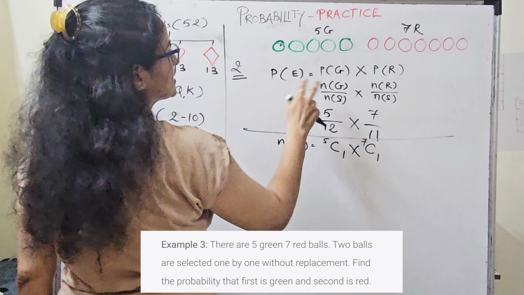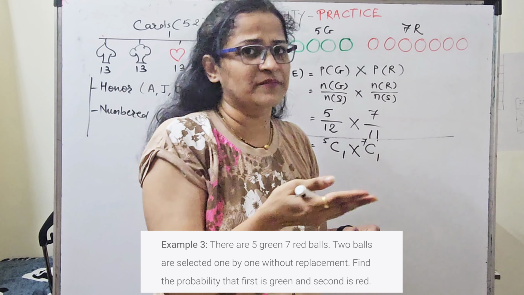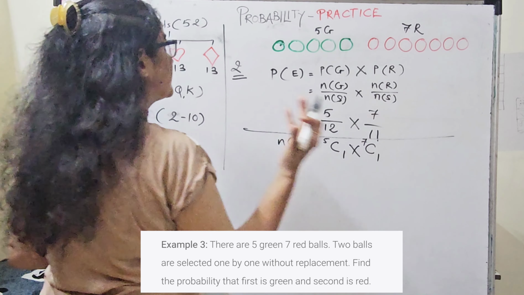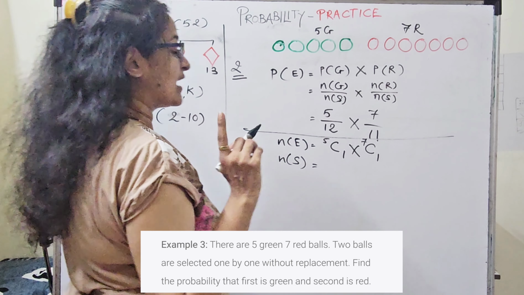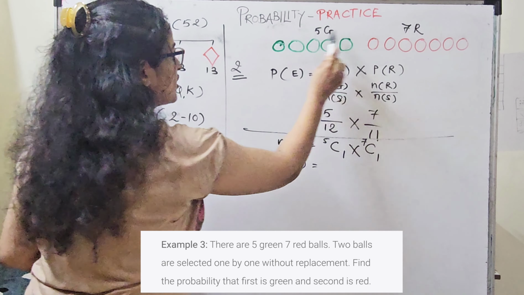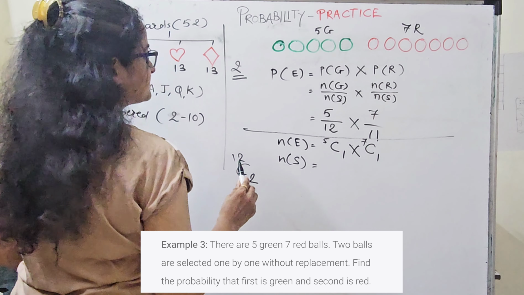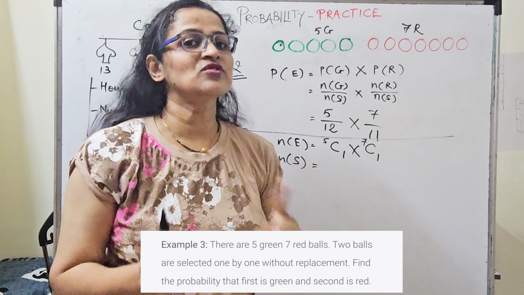Now divided by, what is our formula? Divided by total number of outcomes. That is going to give you the probability, correct? So how do you find out that total sample space equals to? Now see, here you won't be able to do it 2, correct? Total balls are like 12 and 12C2 because you are selecting 2 balls. No, that is not the case.